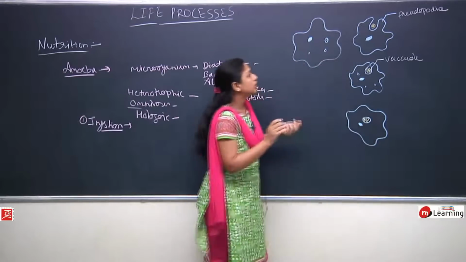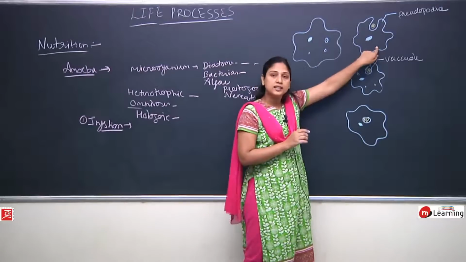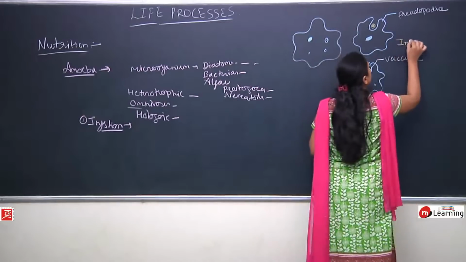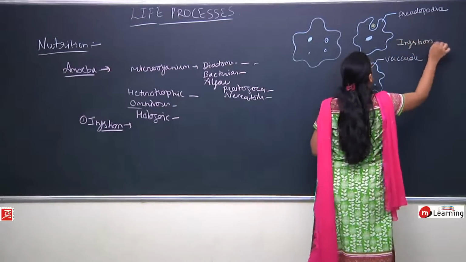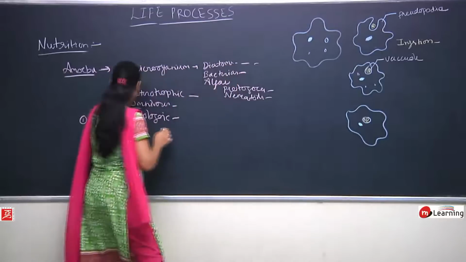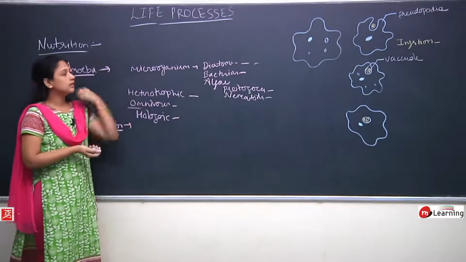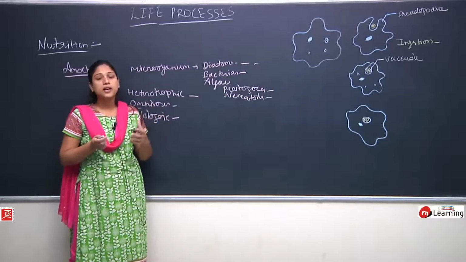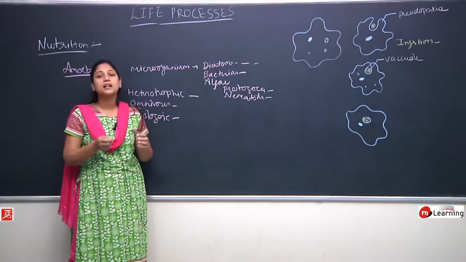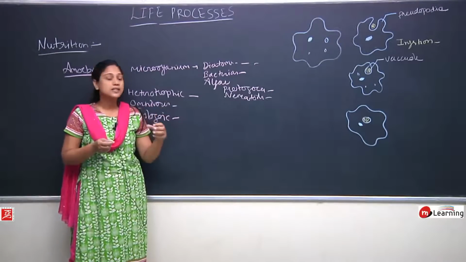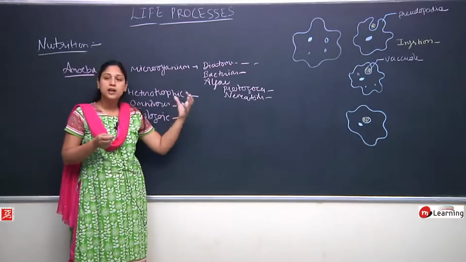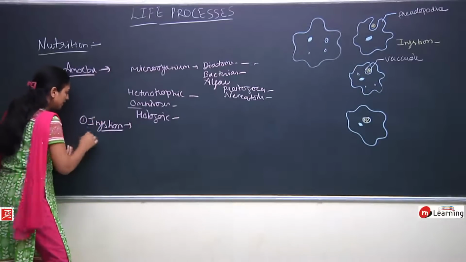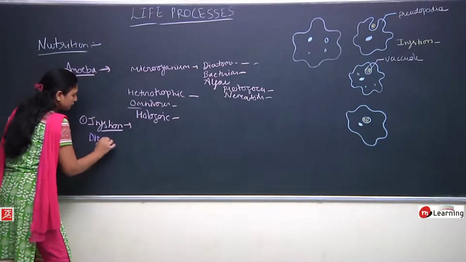So first of all, it ingests the food particle, and this process is called ingestion. How is it ingesting its food? By making finger-like projections, which are called pseudopodia. It surrounds the food particle, and then they form the vacuoles, and then this vacuole comes into the center. Then what happens? Then comes the digestion.